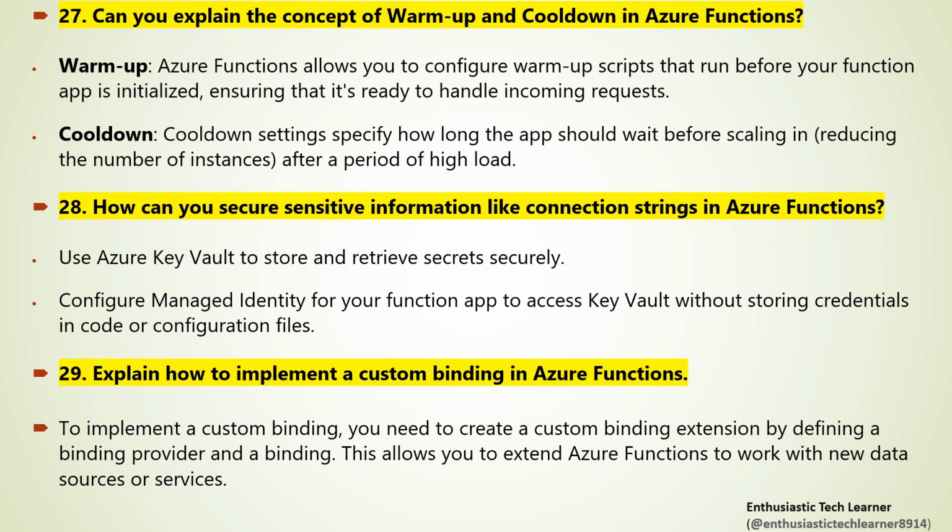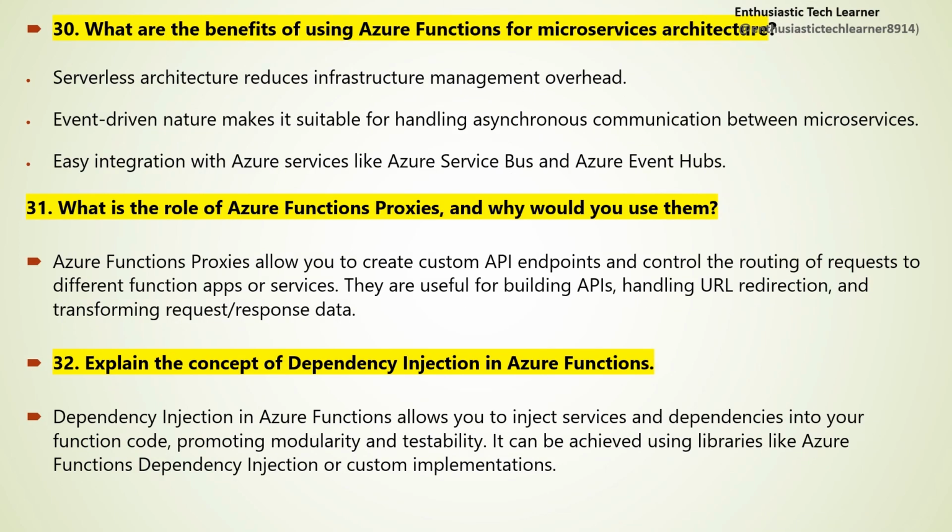Explain how to implement a custom binding in Azure Functions. To implement a custom binding, you need to create a custom binding extension by defining a binding provider and a binding. This allows you to extend Azure Functions to work with new data sources or services.